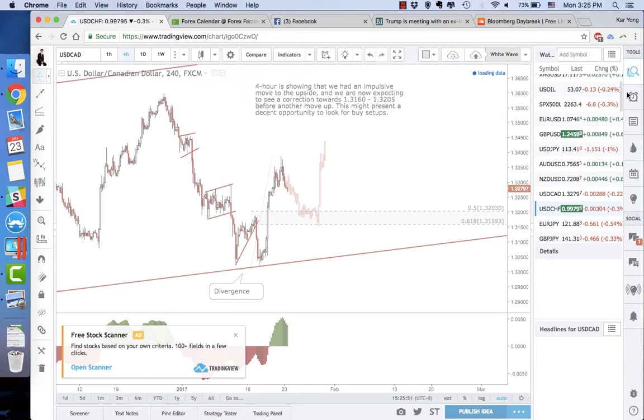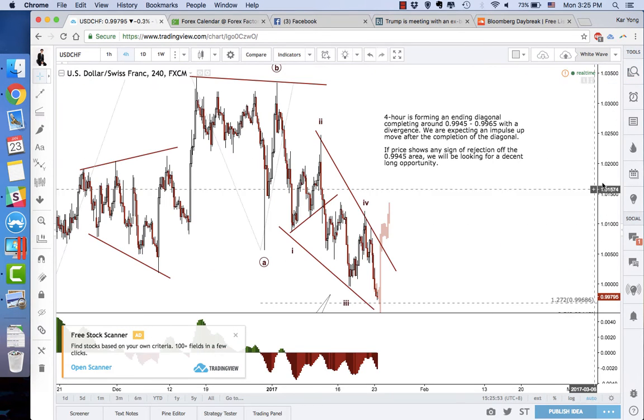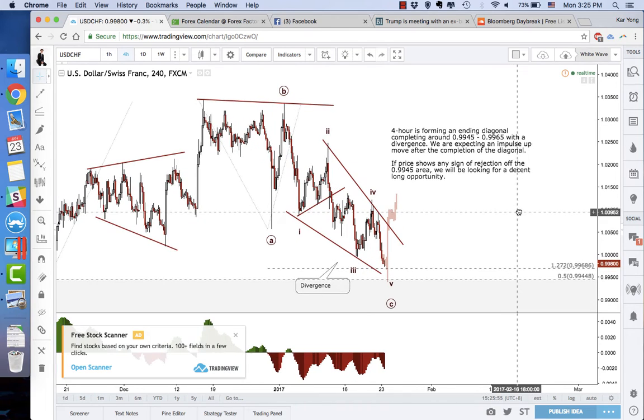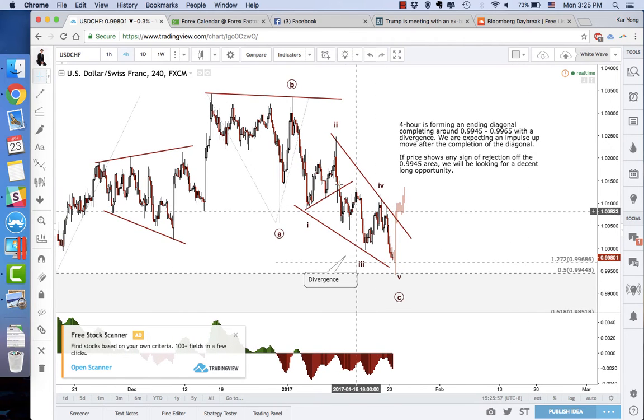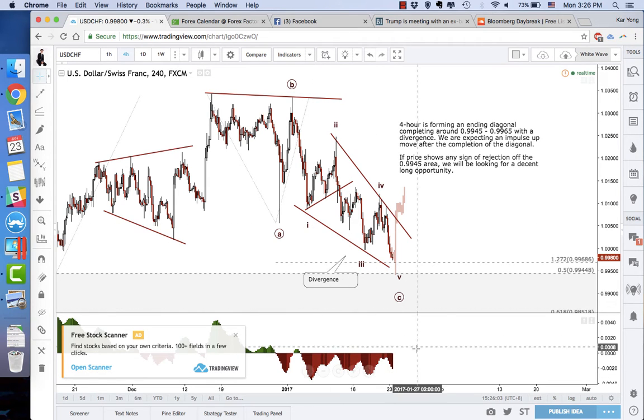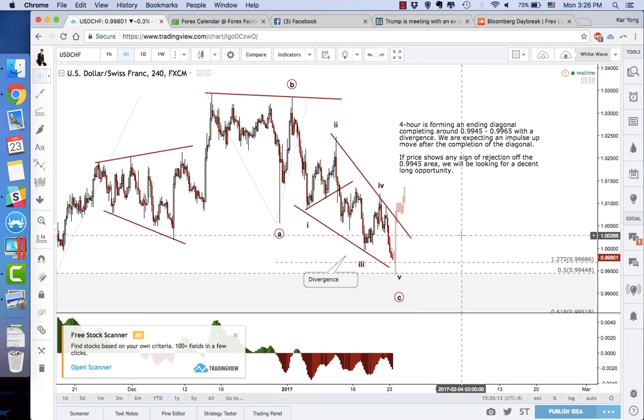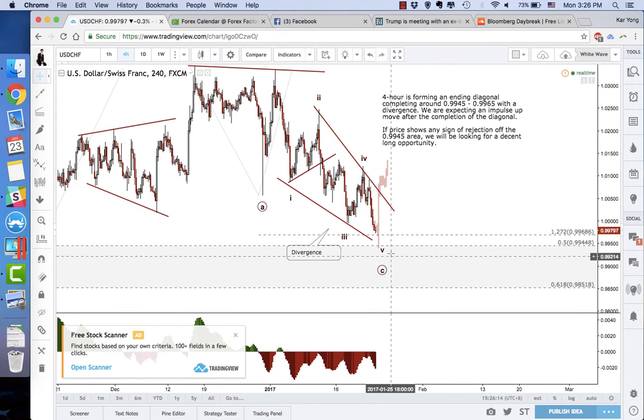Another one is dollar franc. Dollar franc is pretty similar to dollar yen, as I shared. We have a diagonal structure with divergence forming slightly over here. Not a very clear sign of divergence, but it is still a valid one, because your RMACD is printing a lower low, but higher low, but your price is going lower. So we are expecting this diagonal structure to terminate somewhere around the 99.45 area.